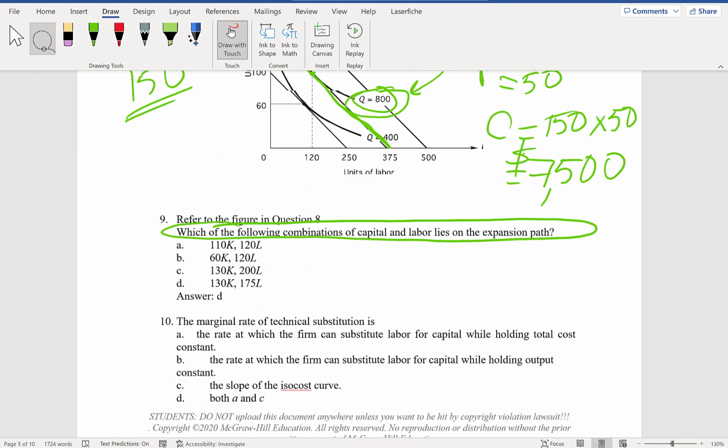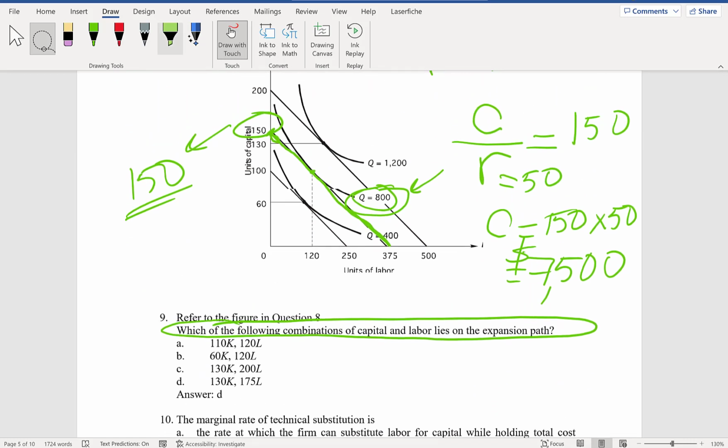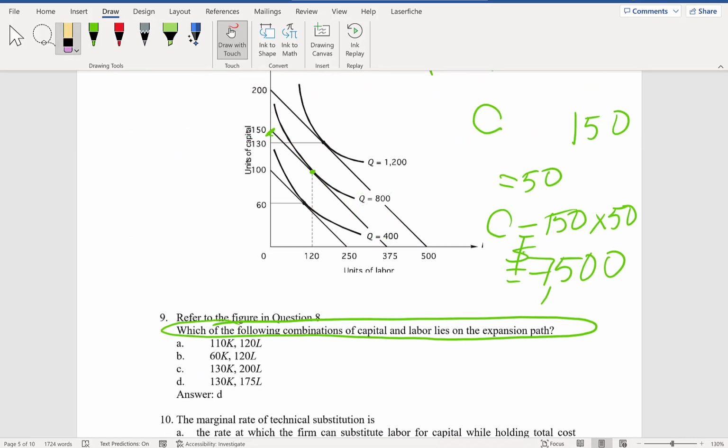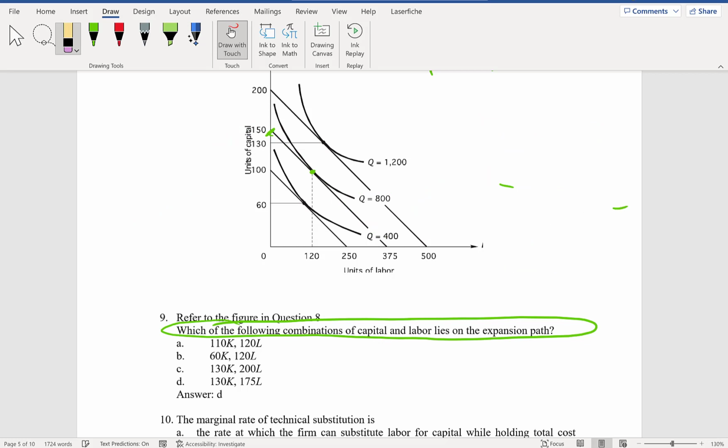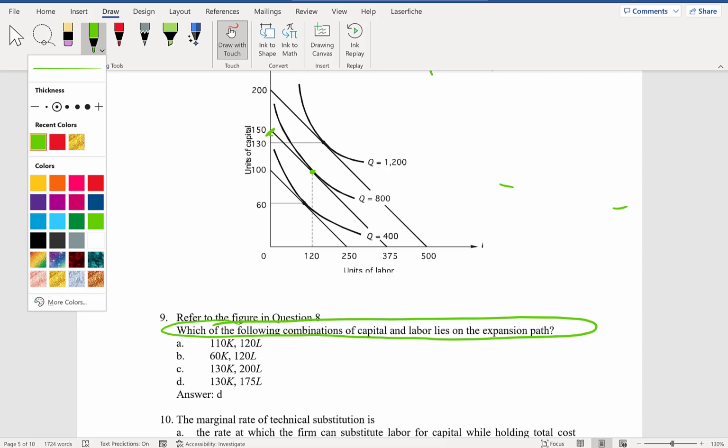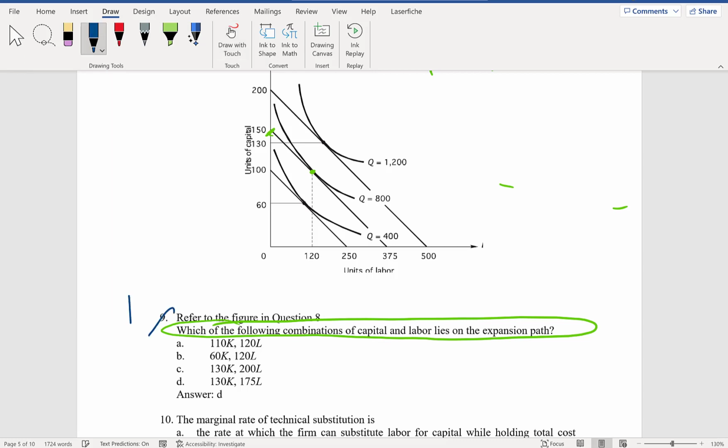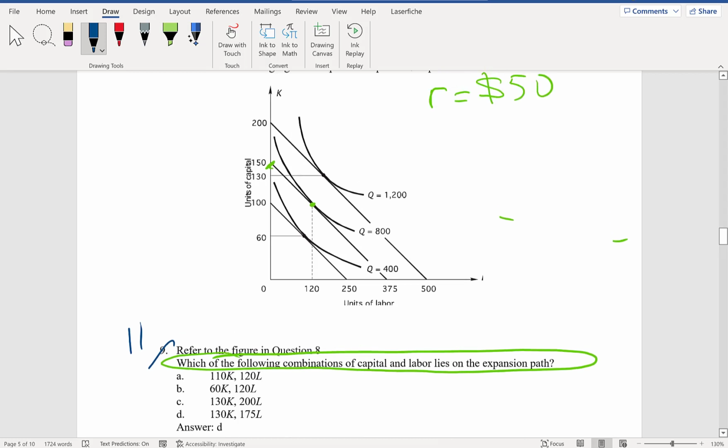Okay, let's see. Question 11. Again, this is not question 9. This is 11 because I deleted them. All right, so refer to question 8. That's the original one. Which one falls in? So this is 60, right? This was 100. We found it. So this doesn't lie, right?